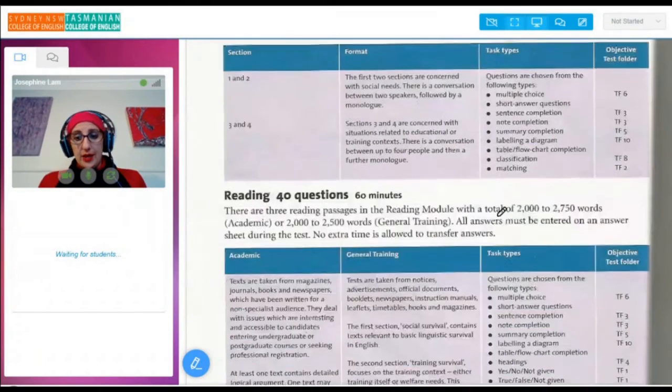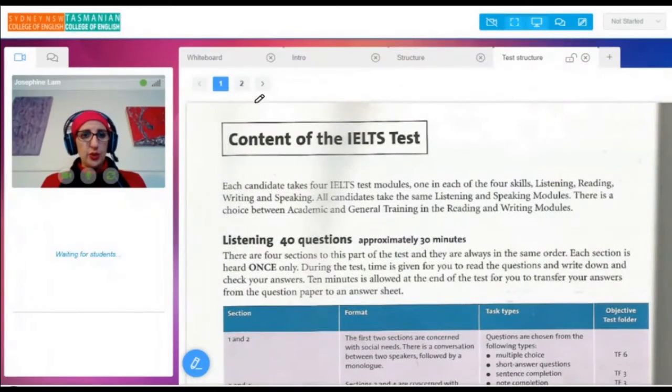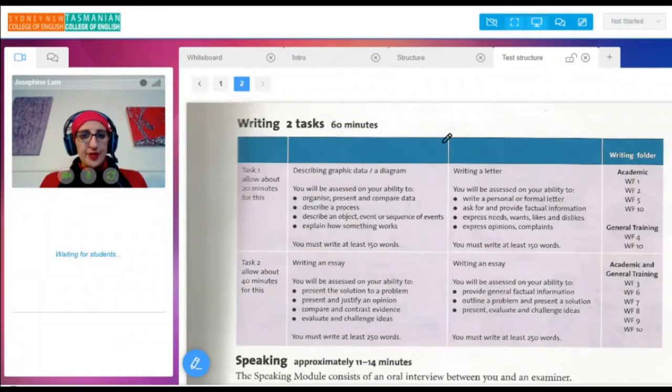All right, let's move on to the writing and the speaking. Now, the writing is divided into two tasks, test 1 and test 2, for which you will be allocated 60 minutes. 60 minutes will be the time allocated whether you do the general or the academic training module.